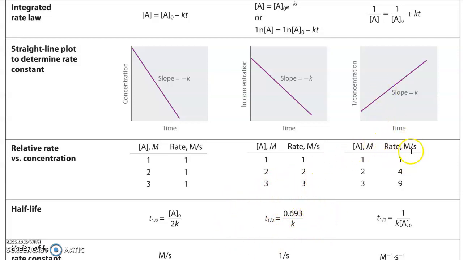Finally, if you have a situation where the rate is changing by a power compared to the concentration, you can see that 4 represents 2 squared, 9 represents 3 squared. That exponent being 2 is why this would be a second order reaction. You also do want to be aware of your units, and most of these can be figured out when you actually work examples, but you do want to have a general understanding of what your units would look like.